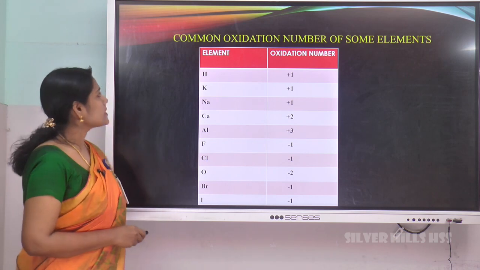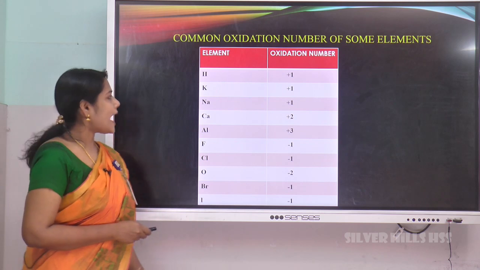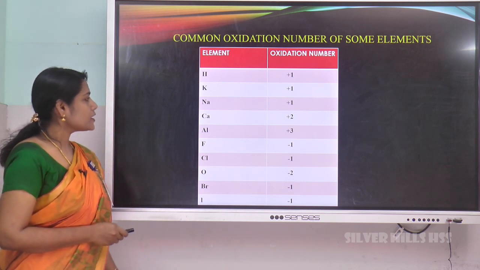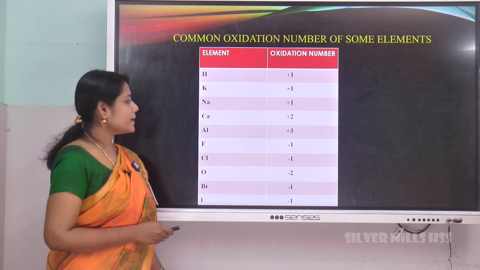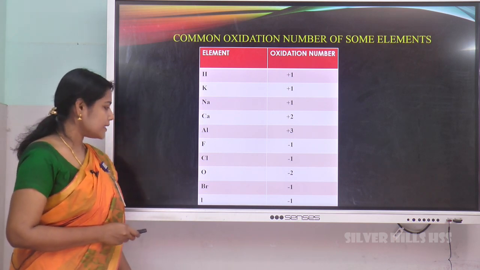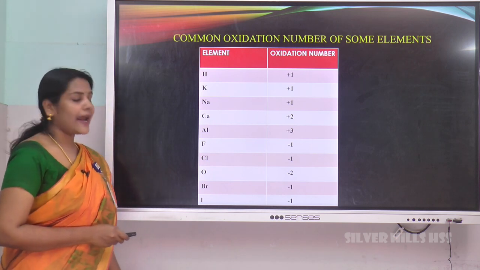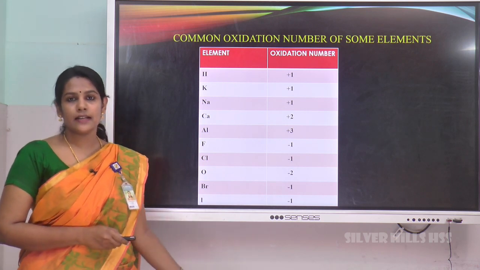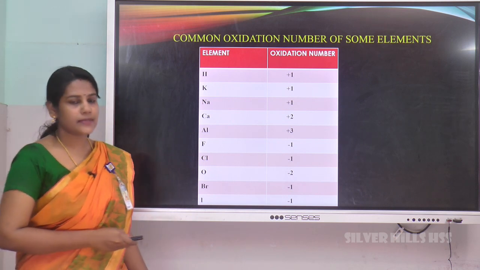Now let us see some of the common oxidation numbers of some elements. First of all, hydrogen +1, potassium +1, sodium +1, calcium +2, aluminium +3, fluorine -1, chlorine -1, oxygen -2, bromine -1 and iodine -1. So if you know the oxidation number of these elements, you can calculate the oxidation number of unknown elements. We will do some problems now.